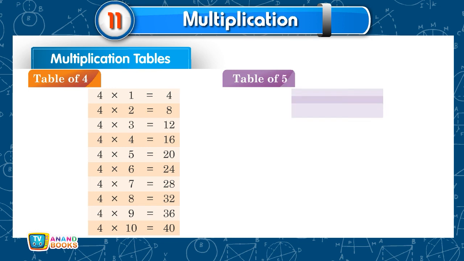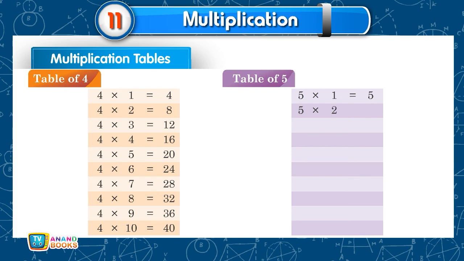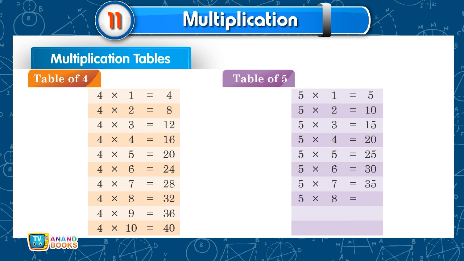Table of 5. 5 into 1 is 5. 5 into 2 is 10. 5 into 3 is 15. 5 into 4 is 20. 5 into 5 is 25. 5 into 6 is 30. 5 into 7 is 35. 5 into 8 is 40. 5 into 9 is 45. 5 into 10 is 50.